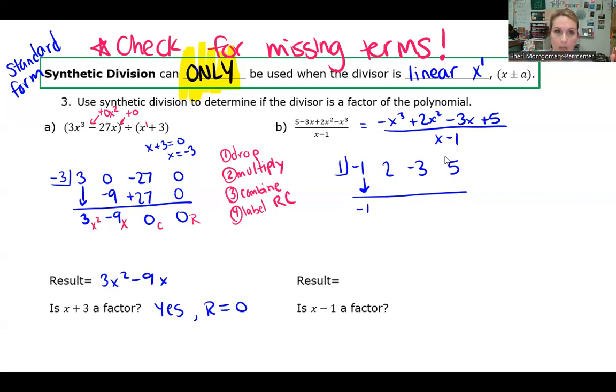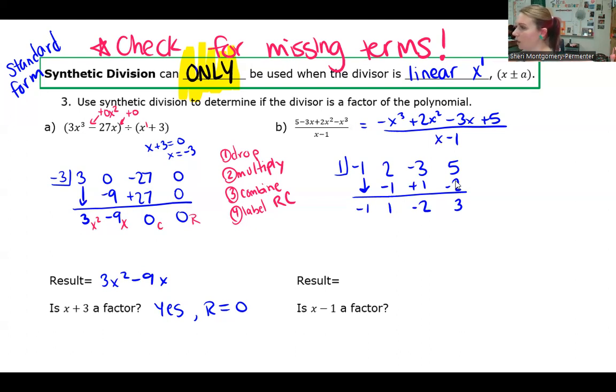And then we need to multiply, add, subtract, multiply, add, subtract. So going straight down, I have a negative 1. Negative 1 times 1 is negative 1. 2 minus 1 is 1. So 1 times 1 is 1. Negative 3 plus 1 is negative 2. Negative 2 times 1 is negative 2. 5 minus 2 is 3.